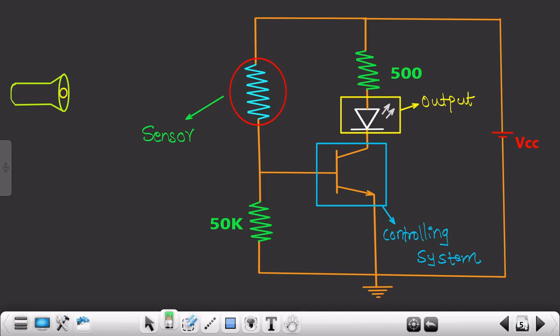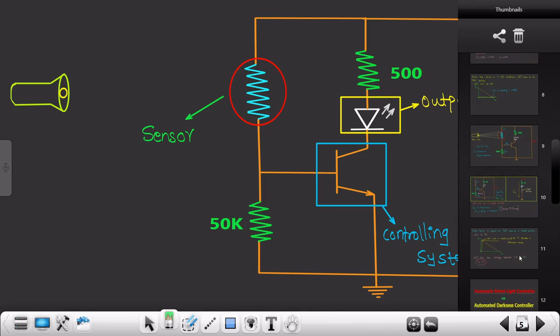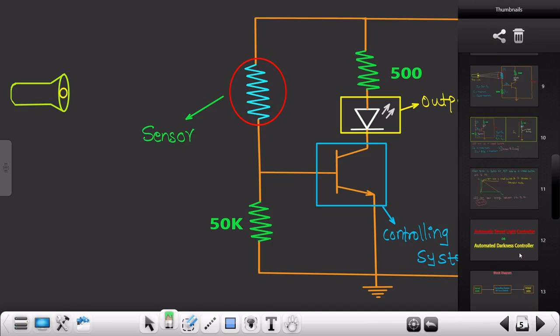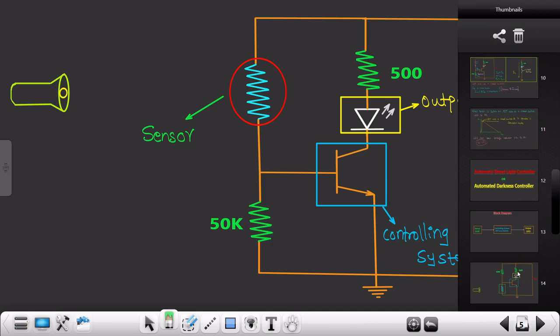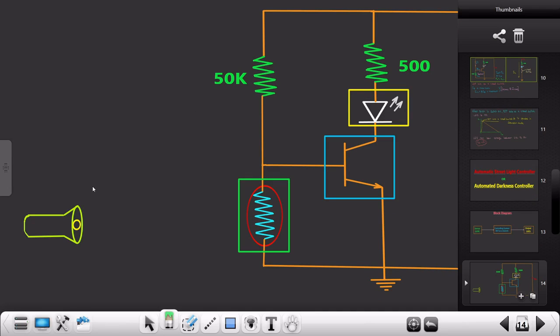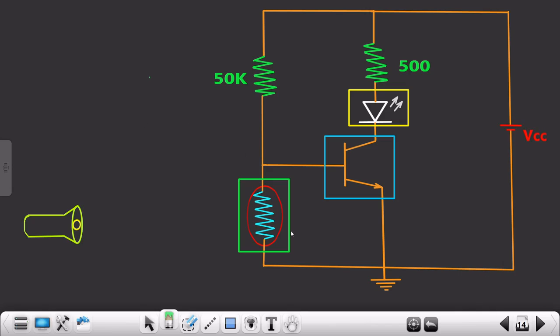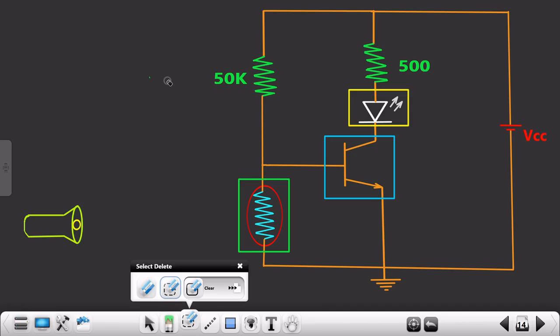Now moving to the automated darkness controller, we had just done a minor change over here. If you could see very clearly what we had done, we had just interchanged these two particular components. That means we had connected this 50 kilo ohm resistor in between the base terminal of BJT and VCC, and this particular LDR sensor we had connected to ground and in between the base terminal, right? So we had just interchanged these two components.